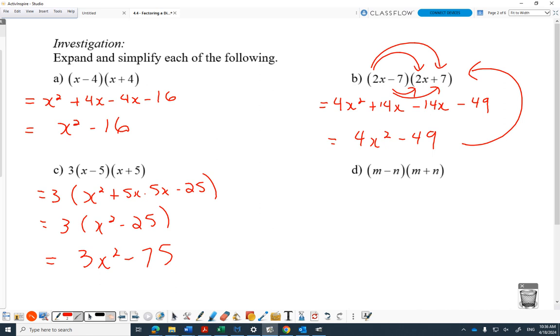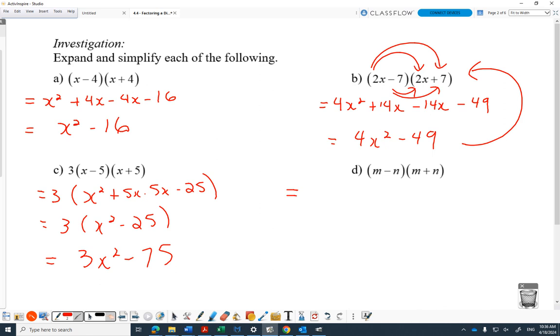Well, here's one in a general situation. We often use part D in these examples to push your limits just a little bit and see what happens here. M minus n times m plus n. Your brain wants to freeze. It's like, it's too many variables, too many letters.